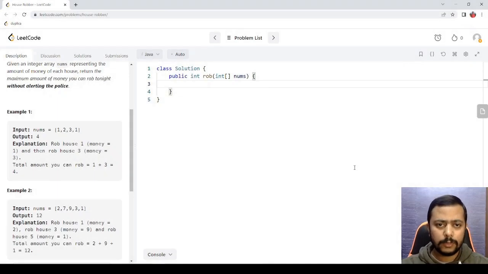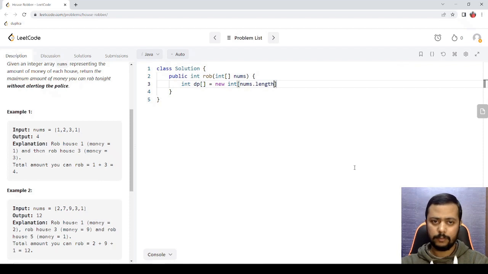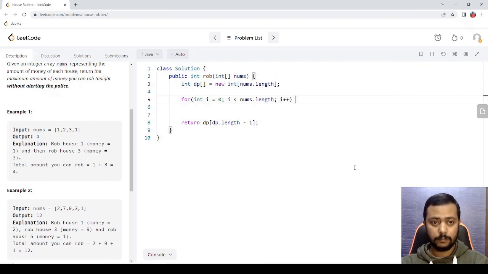So this is the function that we have to complete. Let's start with declaring the dp array. It will simply be a one-dimensional array of size same as the length of houses, and in the end, the last element will contain our final result. And inside this loop, we will be filling this table.